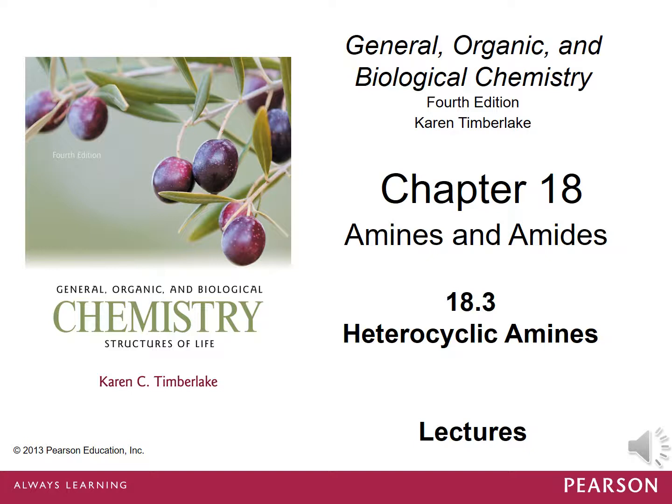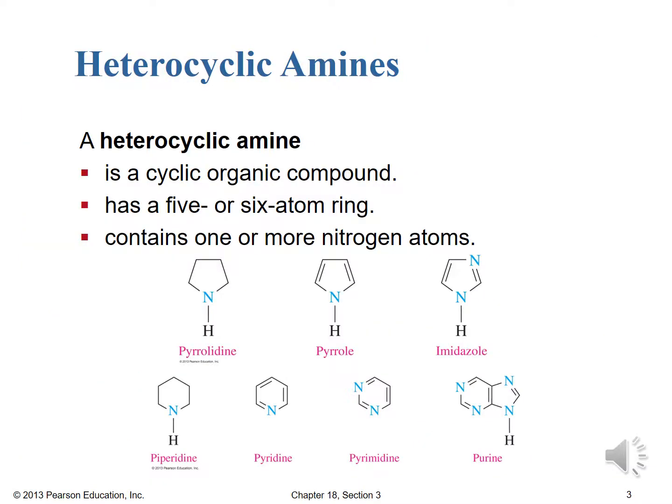That hetero means something other than a carbon in the cycle, in the ring itself. So heterocyclic, we already dealt with this with the hemiacetals and acetals having that oxygen in the ring. Now we're going to look at what happens when we have a nitrogen in the ring. So obviously a heterocyclic amine is a cyclic organic compound, and they have a 5 or 6 atom numbered ring, and they contain 1 or more nitrogen atoms in order to be a heterocyclic amine. So we see a few there.